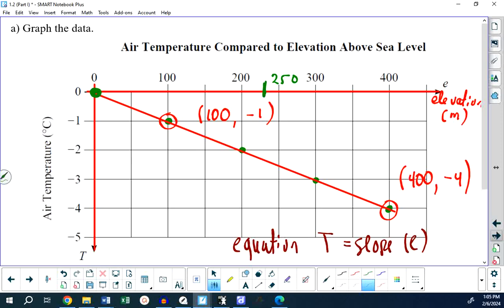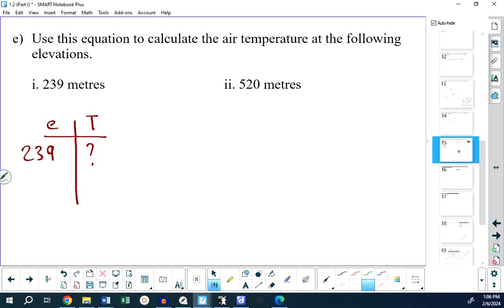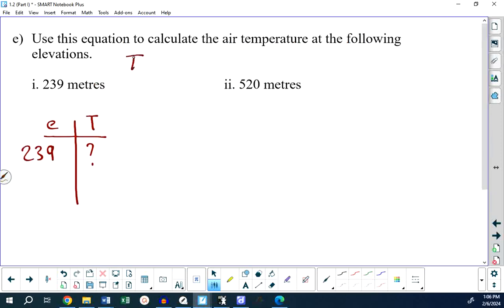You could maybe read this and say negative 2.3, but it wouldn't be exact, would it? Because you're trying to locate those numbers on the graph, and it's not easy to locate them. But now that we have an equation, what was our equation? Temperature equals negative 0.01 E. Well, I can just put 239 in for E.